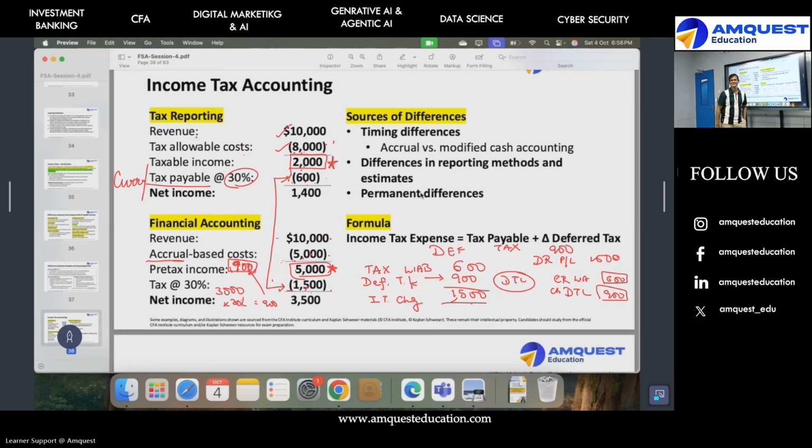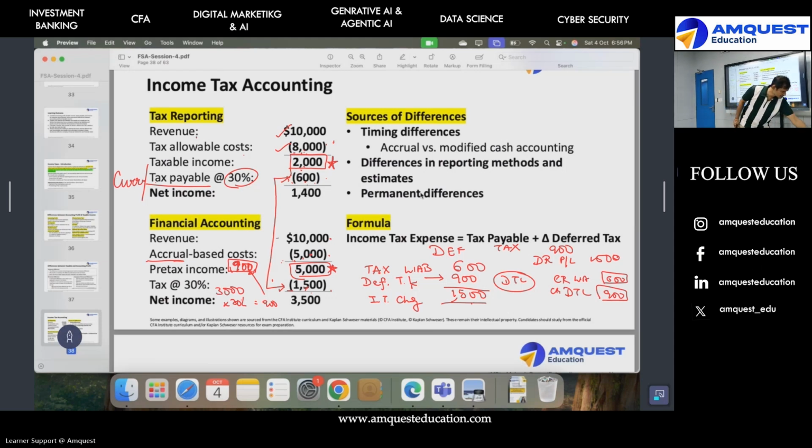Yes, sir, I did not get it. Actually, I gave you the wrong answer of 1,500. Sorry, 900. But I wanted to understand: if I show the bad debts in the next year, then the scenario may change, right?